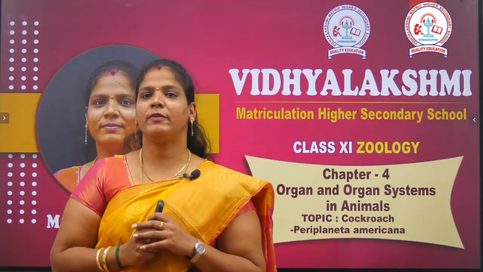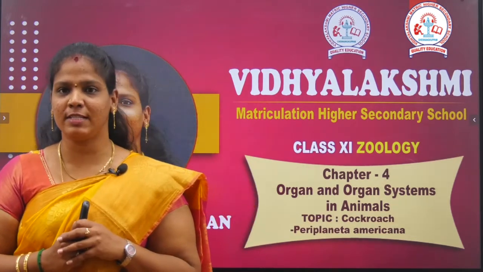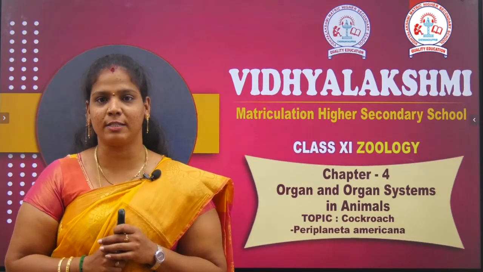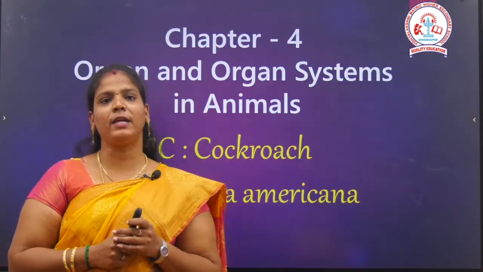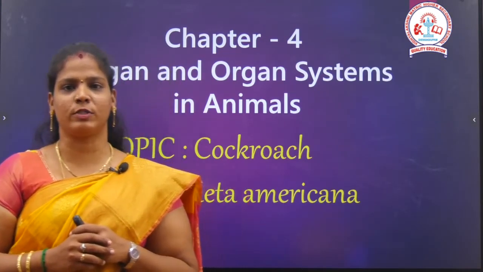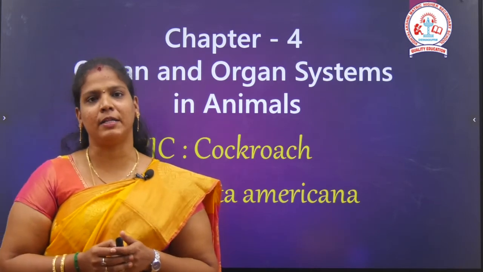So today we are going to see class 11 zoology chapter 4, that is organ and organ system in animals. The topic is cockroaches. The scientific name of this cockroach is Periplaneta americana.